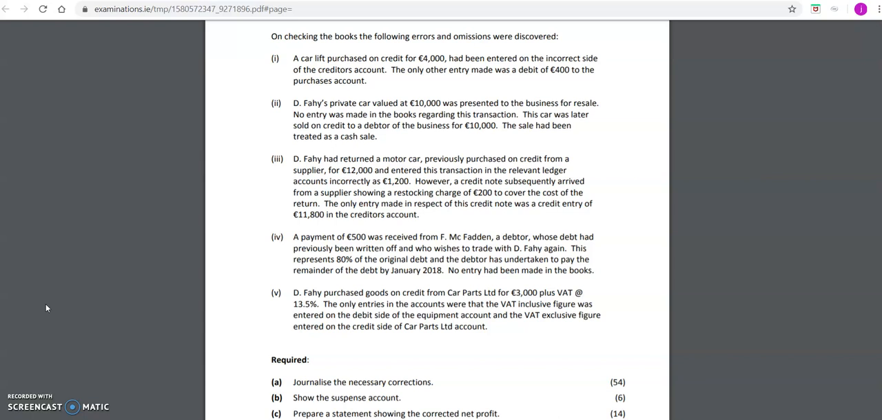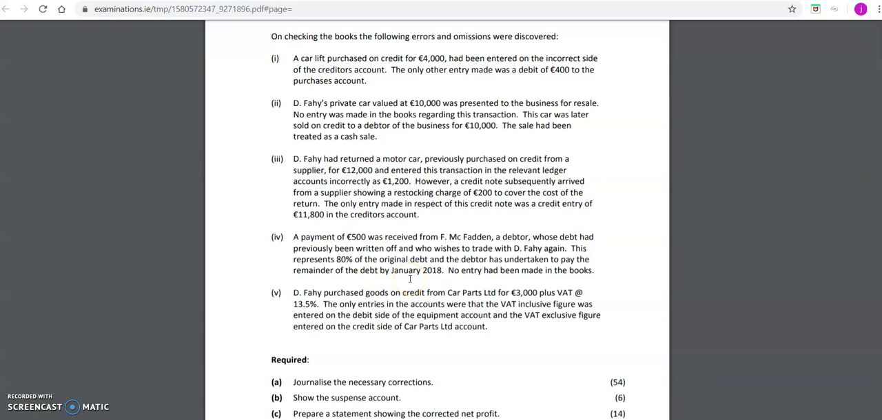So our debtors are going to increase, so it goes on the debit side. Our bank is going to increase by 500, so that goes on the debit side. And then our bad debts, which is an expense, is going to decrease, so that goes on the credit side. Now this represents 80% of the original debt, and the debtor has undertaken to pay the remainder of the debt by January.